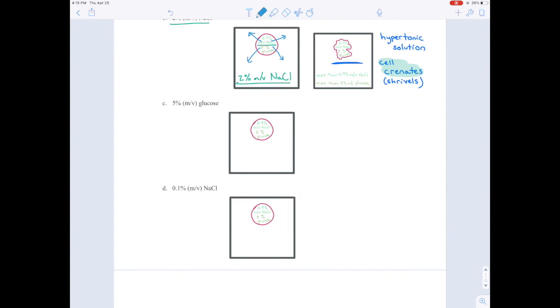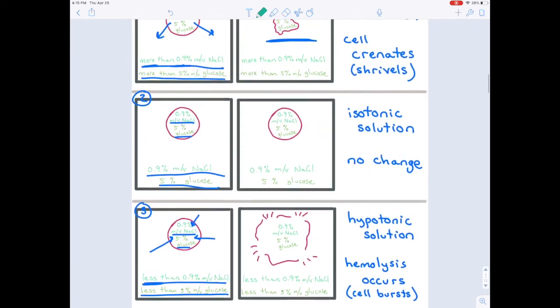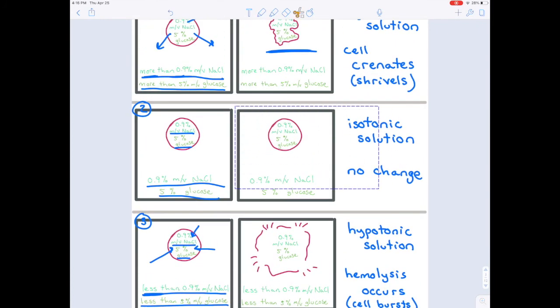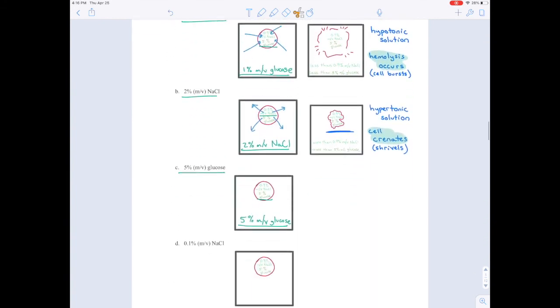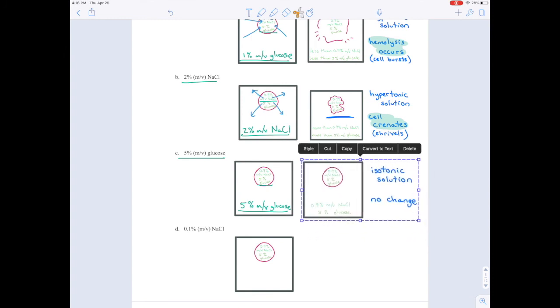For C, it says you have 5% glucose in the solution, so 5% mass volume glucose. So we're going to compare that amount of glucose outside the cell with the 5% inside the cell. Those are equal, and so this is an isotonic solution, and there would be no change. If the concentration is equal inside and outside of the cell, then water doesn't prefer to be anywhere. It doesn't have a higher concentration of solute to follow, so it just stays, and you get no change.